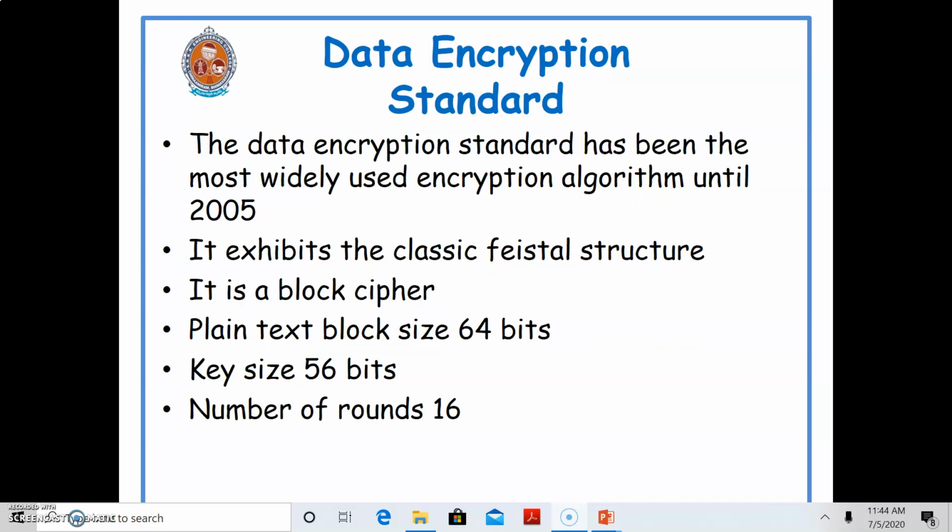Data Encryption Standard. The Data Encryption Standard was published by the National Institute of Standards and Technology in 1977. It has been the most widely used encryption algorithm until 2005. It was proposed by IBM. It exhibits the classic Feistel structure. It is a block cipher. Plain text block size is 64 bits, key size is 56 bits, and the number of rounds of operations is 16.